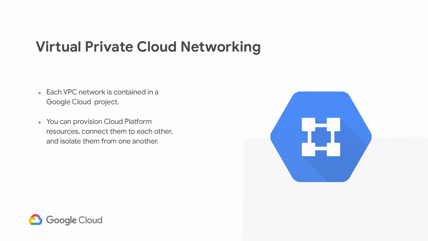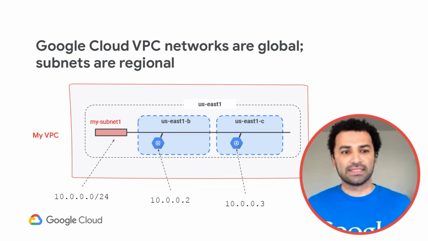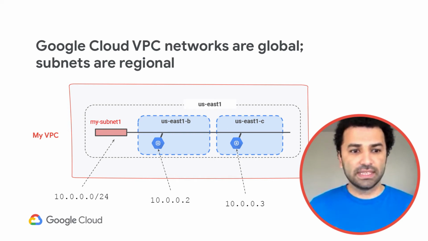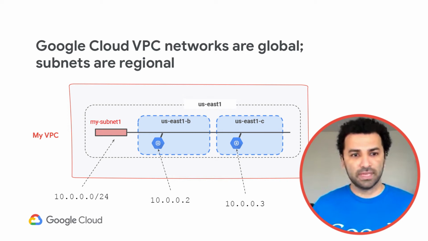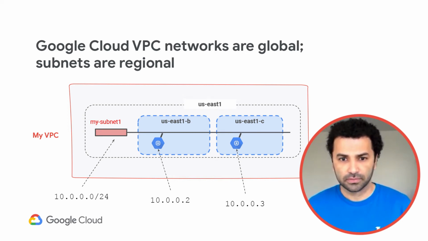Many users will define their own VPC inside their first Google Cloud project, or you can just simply start with the default mode and then change it later. Now, here's an example of a VPC that has a global scope. My example here is a VPC network called my VPC, and inside this VPC, I've created one subnetwork in the region called US East 1.